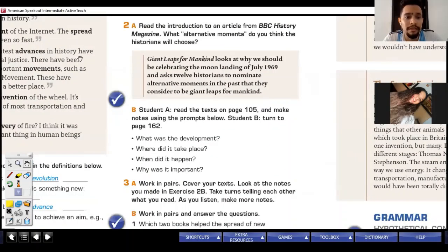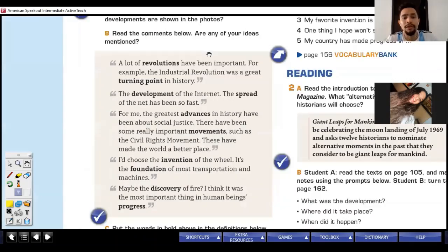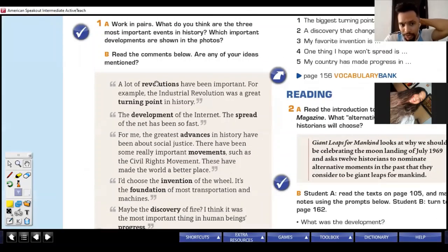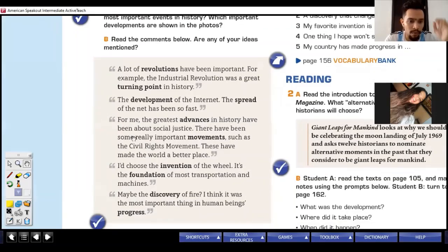So let's get started. As you can see in this exercise right here, we got some words in bold. I'm going to ask each of you, like 4 or 5 people, to read these quotations, and also the person is going to give me the definition of each of the words in bold. So the words are revolution, turning point, development, spread, advances, movements, inventions, foundation, discovery, and progress.